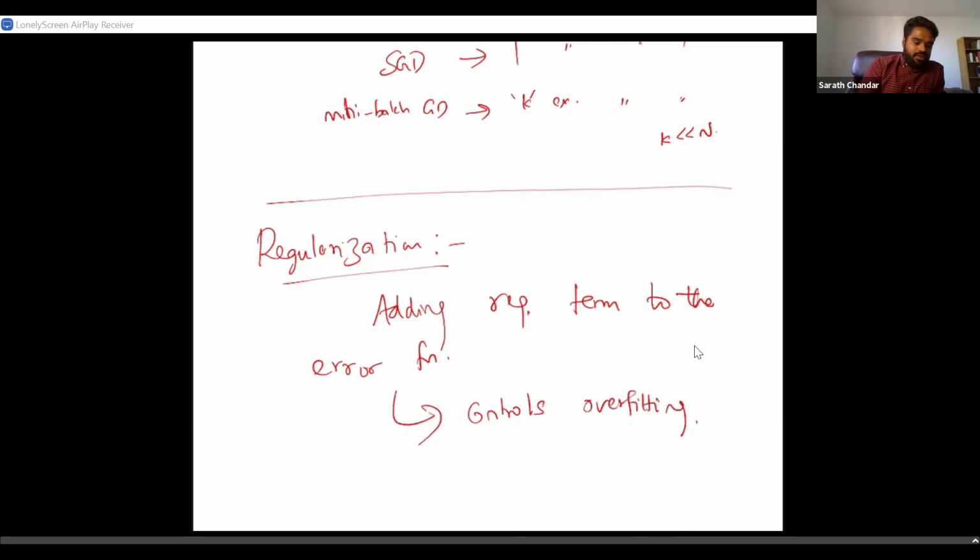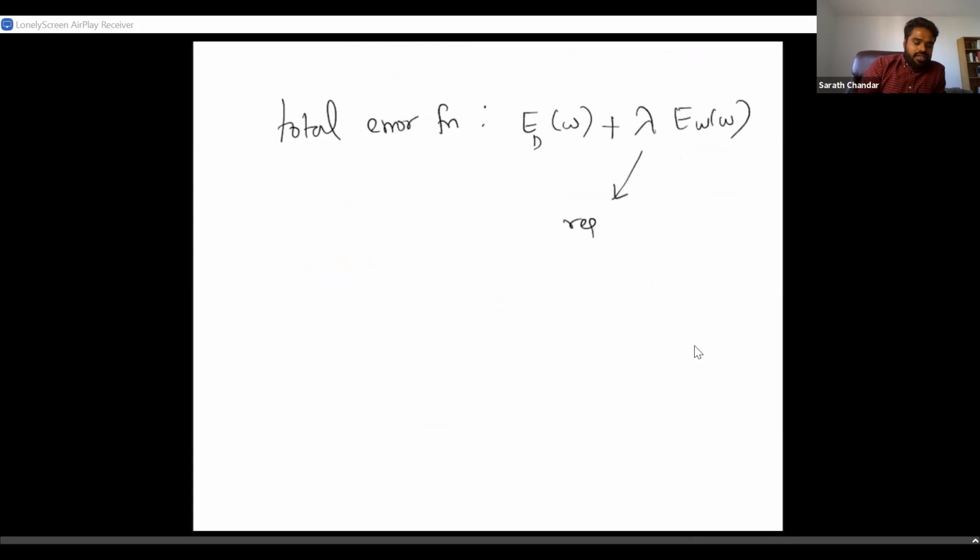Remember, when you add a regularization, the total error function becomes something like this: E_D(w), which is the actual error function, plus lambda times E_W(w), where lambda is a regularization coefficient, which controls the importance of the regularization function. Now let's again go to least squares.